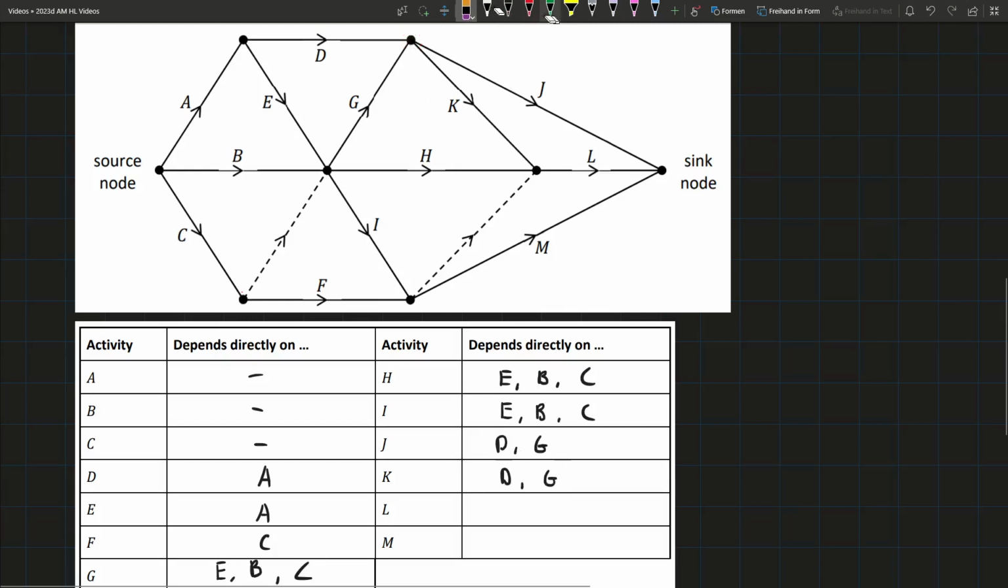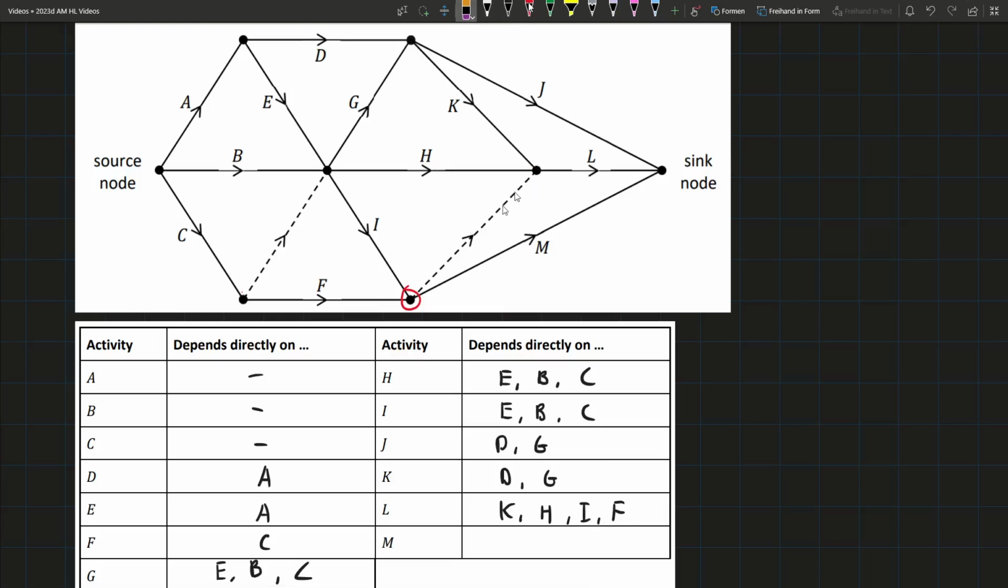Then we have L. L is here, so what has to be done to get to this node? We have K and H. K and H. And then this dummy says that this node is also a requirement, and for this node we have I and F going into it. So we also have I and F.